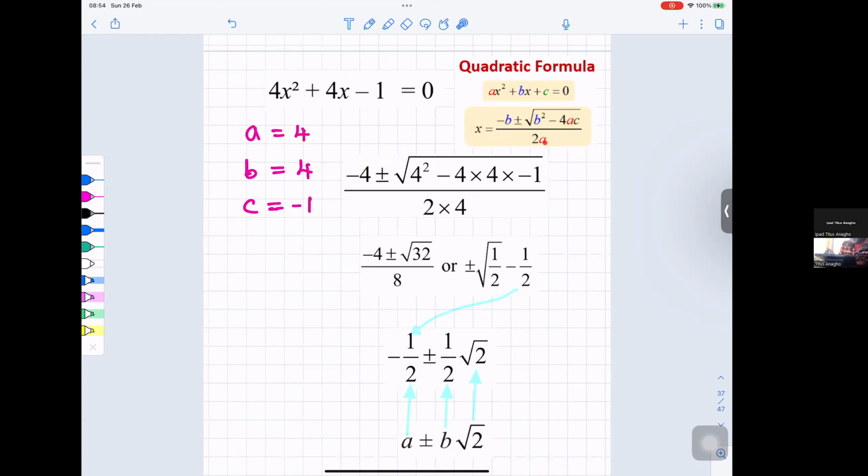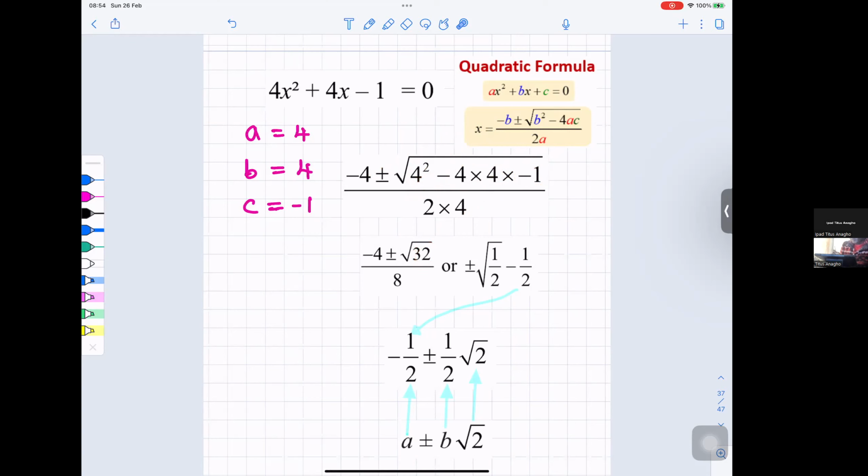And then substitute 4 for b, and then 4 for a. Minus 1 for c. And then 4 for a. And then we start to simplify. 4 squared is 16. Minus 4 times 4 is minus 16, times minus 1, which will give you plus 16. So 16 plus 16 gives you 32.